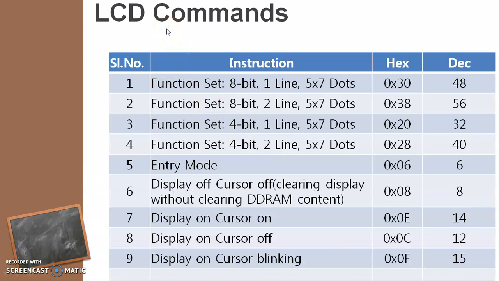Next, the LCD commands. The various LCD commands. Function set: 8-bit, single line, 5x7 dots. In the LCD display, each character is represented with 5x7 dots. It says that it is 8-bit.